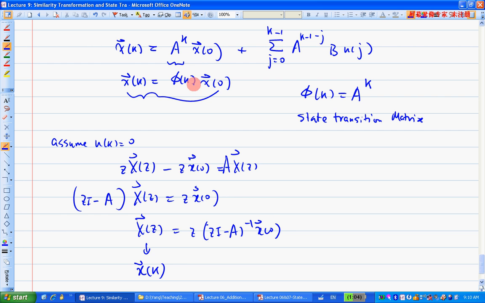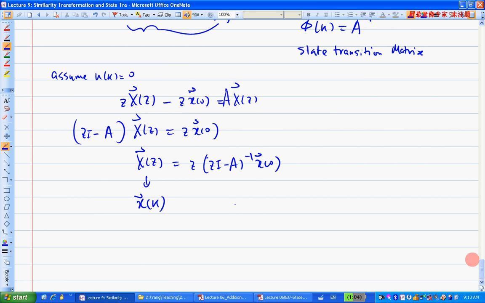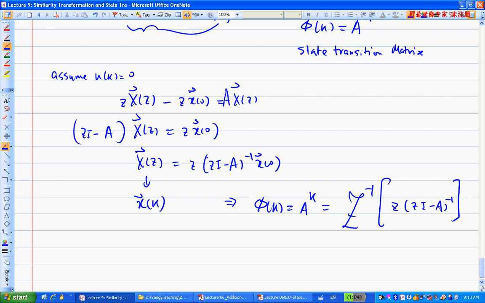And what's X of k? X of k is over here. You look at the coefficient: this is X of 0, this is X of 0. That basically means that phi k, which is A to the power of k, is the inverse Z transform of this Z times (ZI minus A) inverse here. So that's how we find A to the power of k.